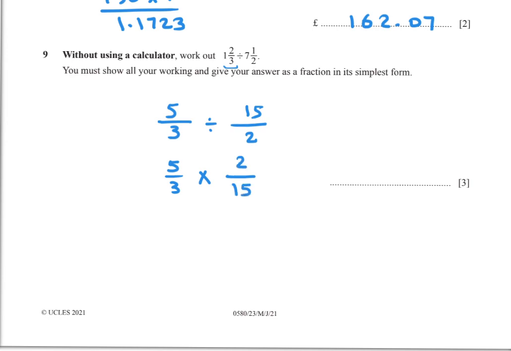If you can simplify before you multiply, this will be easier because I need the answer in simplest form. So you can simplify. Divide by 5 equals 1, divide by 5 equals 3. Now you can multiply the numerators together. 1 times 2 and 3 times 3. 2 over 9.